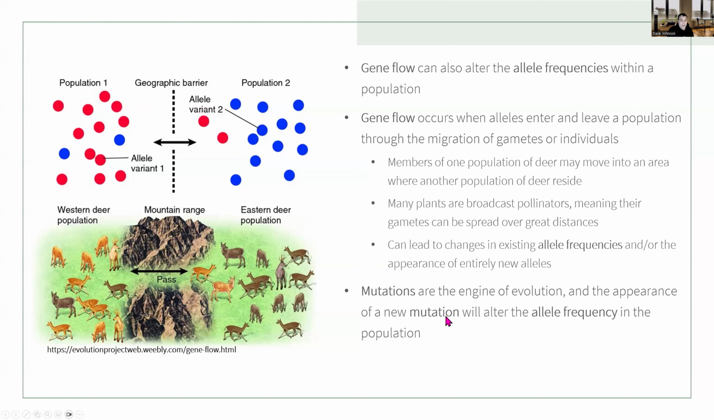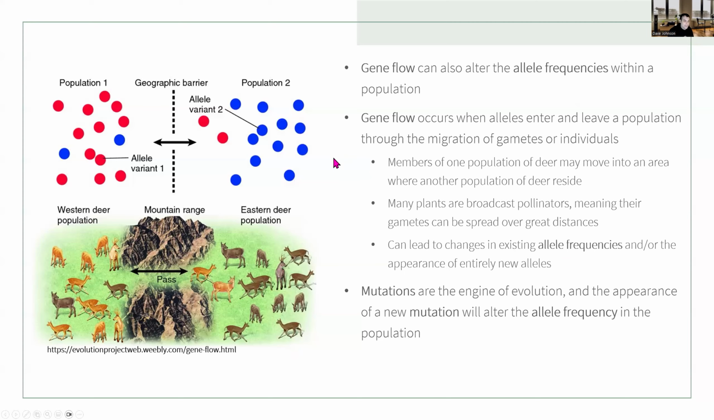And then we also have to understand that mutations always happen, right? They happen randomly. And when a new mutation shows up in the population, that can alter the allele frequency, assuming that the individual with that particular mutation is able to find a suitable mate and produce viable offspring.